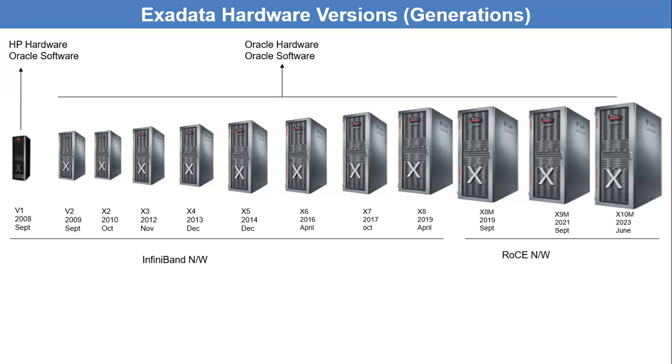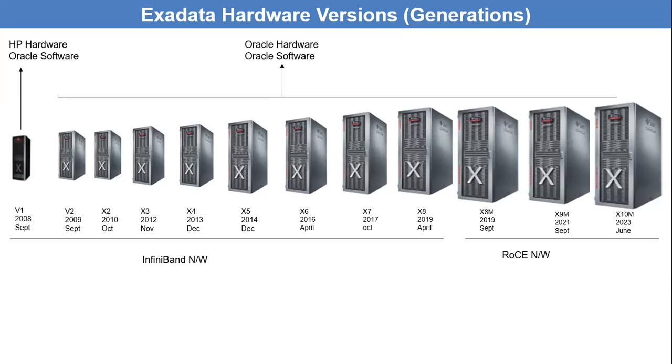So RDMA capability improves the networking technology. These two are RDMA capable networks. The traditional Ethernet is not RDMA capable. Actually, there is a story behind this. When Exadata was launched initially in year 2008, InfiniBand was the only RDMA capable network. So that's why Oracle went with InfiniBand. That was the choice. At the time, Ethernet was not a RDMA capable network.